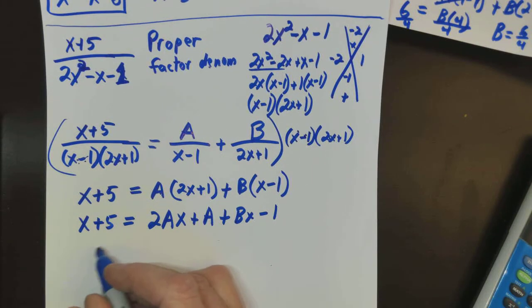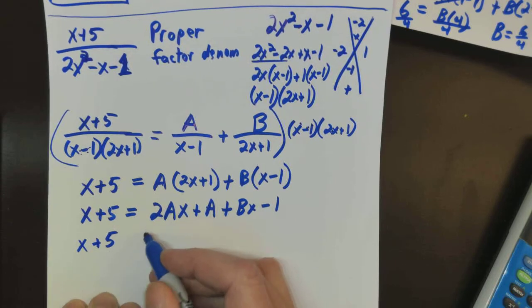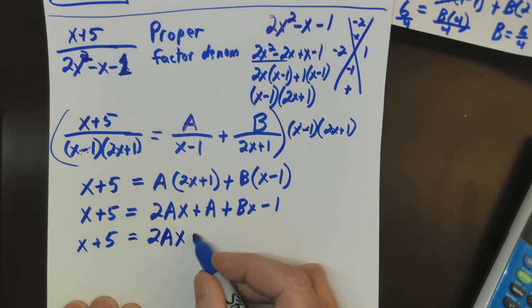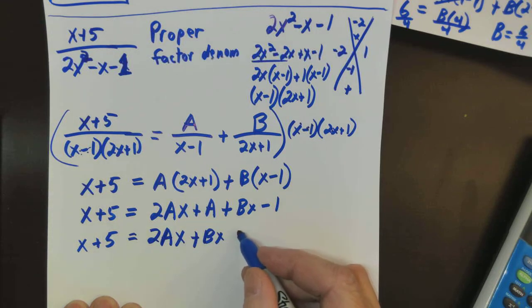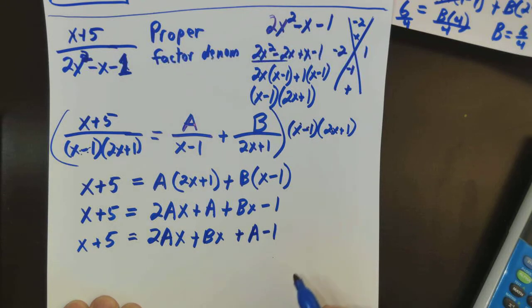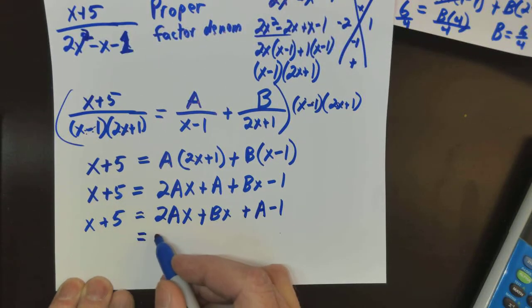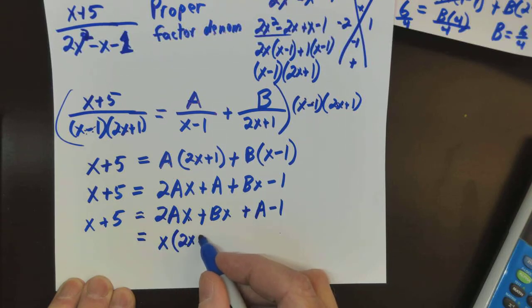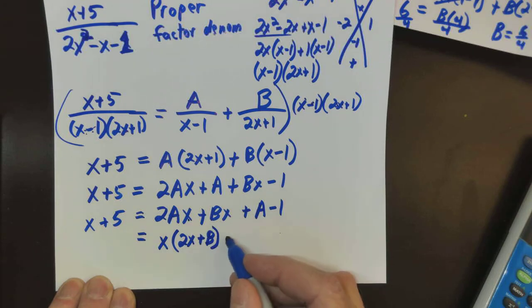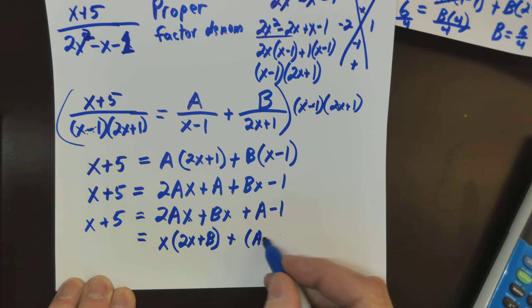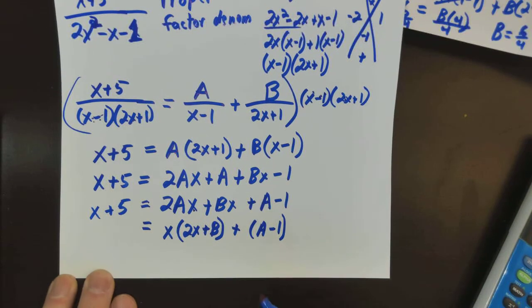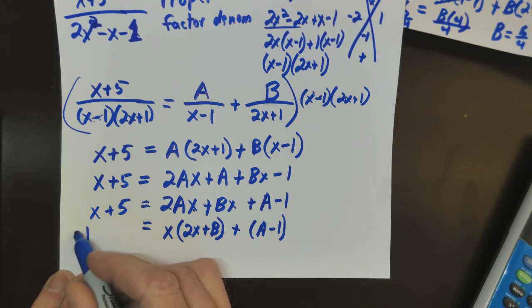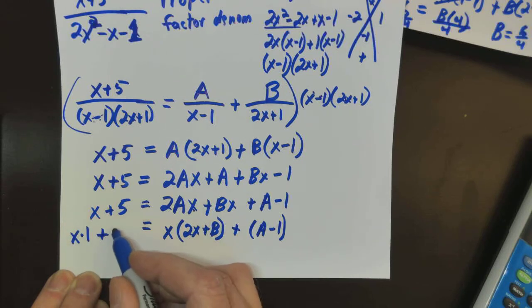Now here I'll write the x plus 5 again. I'm going to put the x terms together, right? 2ax plus bx plus a minus b. And I'm going to factor out the x here. So I've got x times 2a plus b, and then I've got the plus a minus b, just kind of grouping that together. Now this is 1x, or x times 1, plus 5.